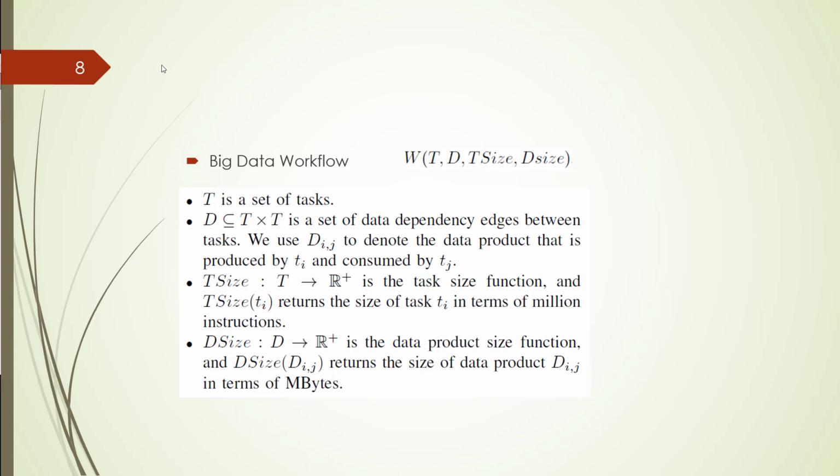We use D_ij to denote the data product that is produced by task i and consumed by task j. T size is a function from task to positive real numbers, the task size function, and the task size of T_i returns the size of task T_i in terms of million instructions. D size is another function from D to positive real numbers, the data product size function, and the D size of D_ij returns the size of the data product in terms of million bytes.